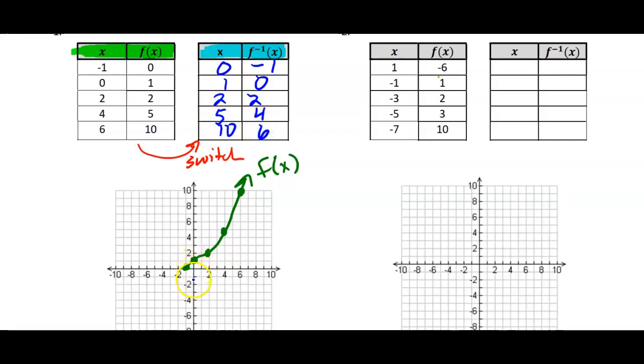Okay? So 0, -1, 1, 0, 2, 2, 5, 4, 10, 6. Label this one with the inverse notation, f with the little -1 of x. So that says the inverse of f of x. Okay? And there we have our two graphs. So original set, x, f of x, and new set, 0, -1.